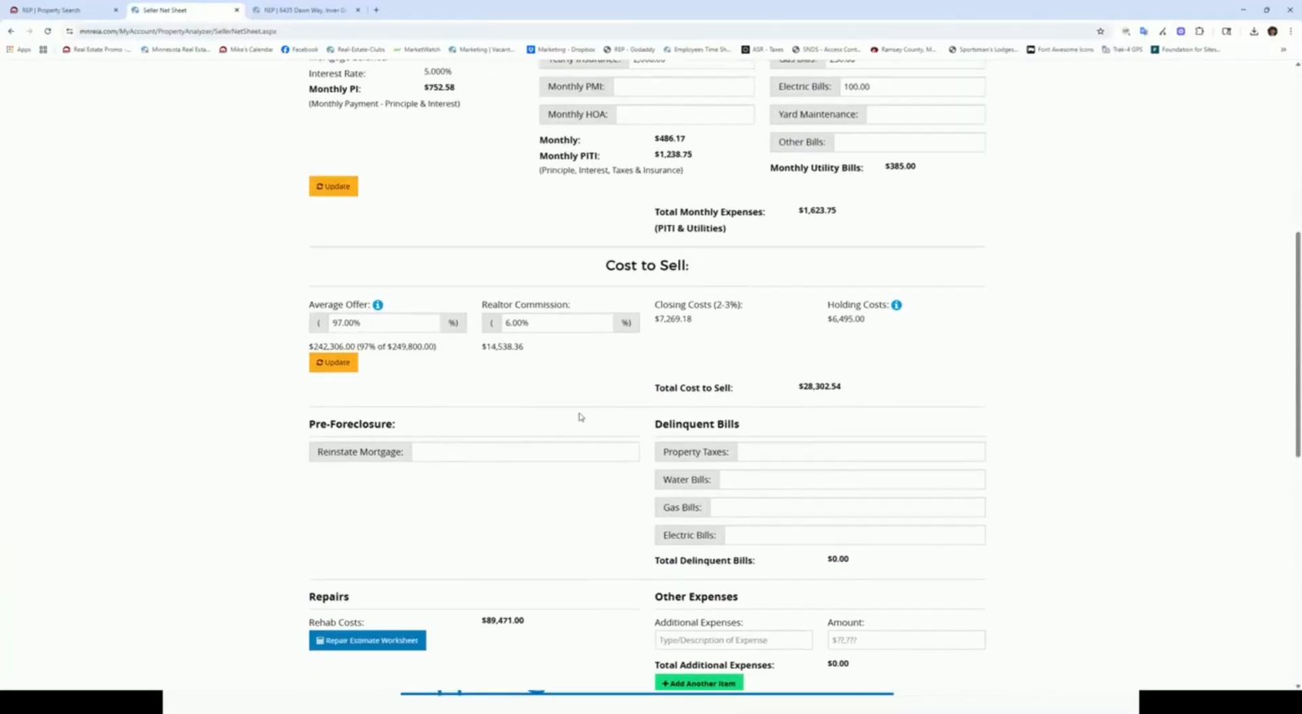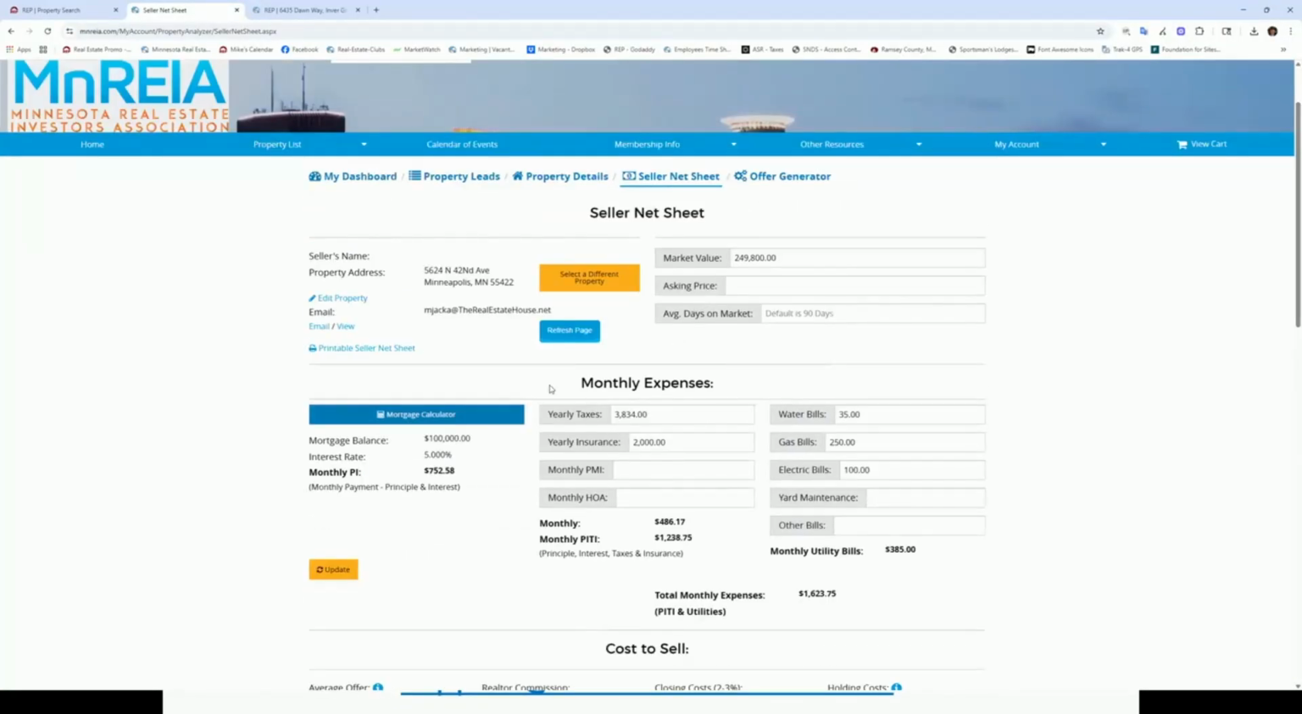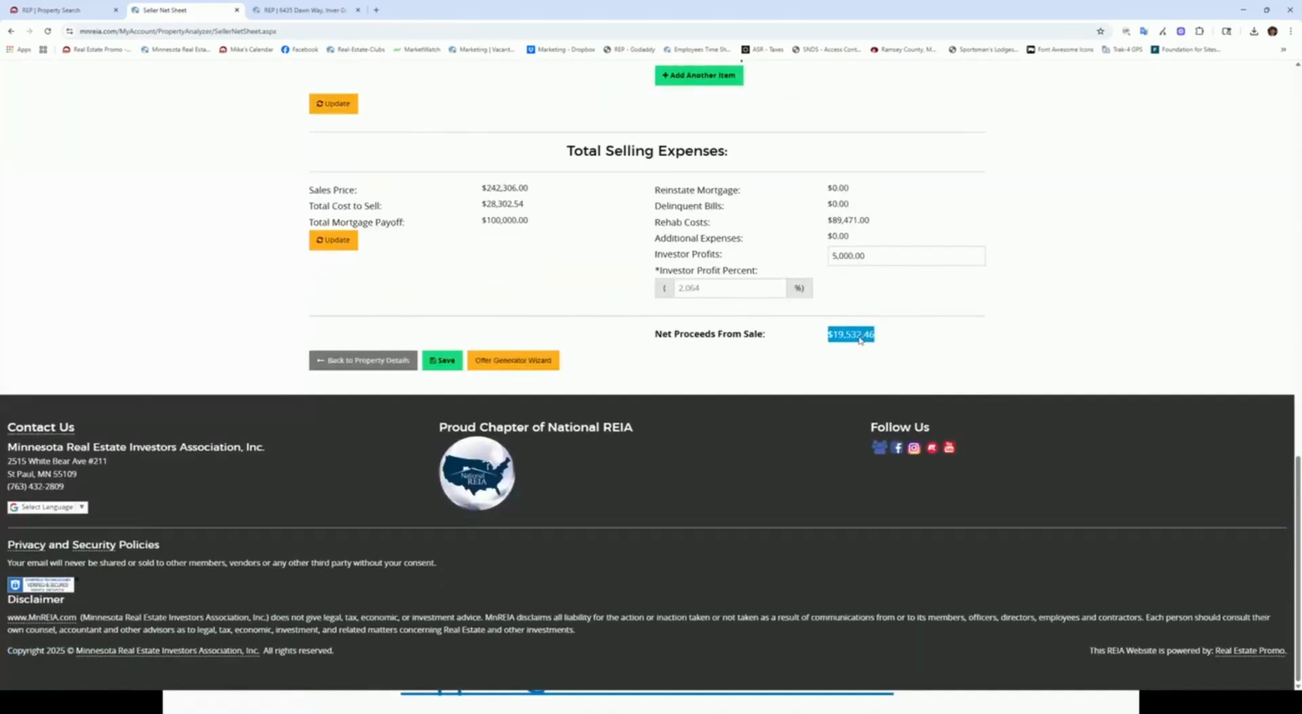So what we do with this seller net sheet is I fill this out with the seller, or the other thing you can do is just send a link to this to the seller and let the seller fill it out themselves. Actually, most of the time, that's what I do, I just let the sellers fill it out because it's going to go through and ask them all those different questions. They're going to put in the information, and then they're going to see what their net would be if they did it themselves. So this is how we can work with it.